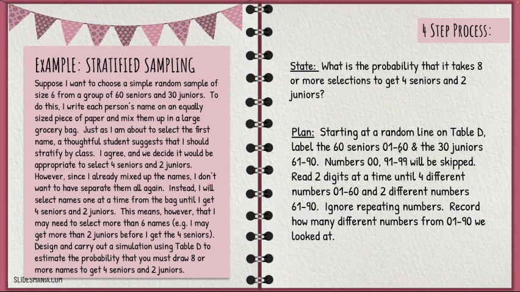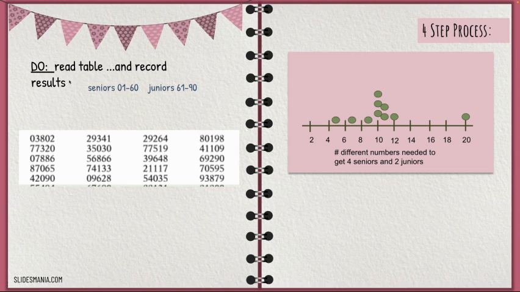So you have to name what each represents. So we wanted 60 seniors, so we went 1 to 60, but it has to be 2 digits. So that's why we did 01. And then we want 30 juniors, so 61 to 90 gives us our 30. And then you have to decide what you're going to do with anything that's outside of the numbers that we've already labeled. So that's why we don't look at repeats and we ignore these numbers. And we want to find out how many trials. So we're looking at 8 or more selections. So that's the trials.